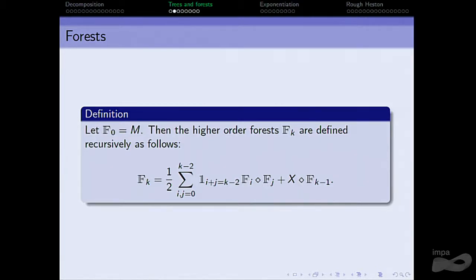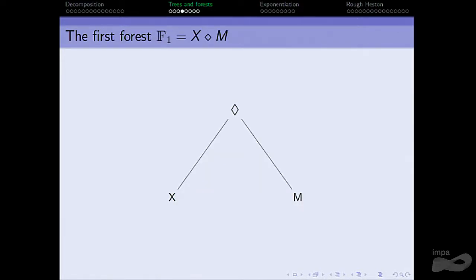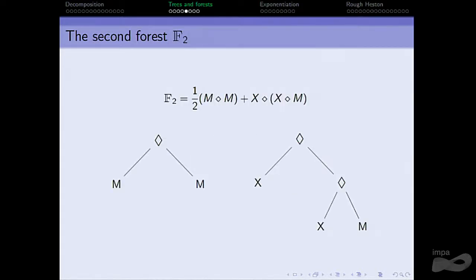The first forest, or the 0th forest, is just m, and then the higher order forests are arrived at by recursion. So for example, if we look at here, f1, well, this doesn't contribute because it goes up to k minus 2, is x diamond m, and so on. And so we get a bunch of forests: m, x diamond m, half m diamond m, and so on. I'm going very fast, I'm sorry. And so we can represent these as trees, and they're very much simpler looking than Feynman diagrams, obviously.